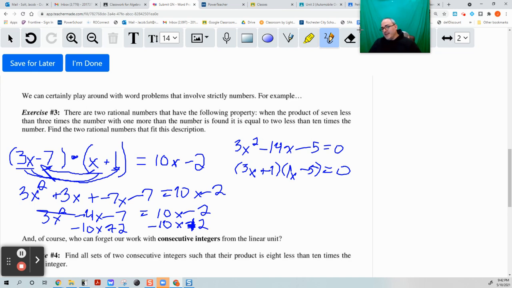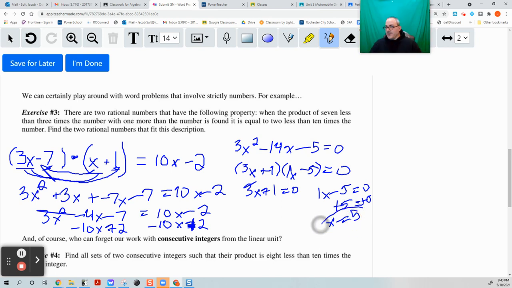Does it tell me to set it equal to zero? It says find the two rational numbers that fit this description. So let me see what the possibilities of x are. These two things multiply together to give me 0, which means either this equals 0 or that equals 0, or both. 3x plus 1 could equal 0, or x minus 5 equals 0. This one's pretty easy. If I add 5 to both sides, I get x equals 5.